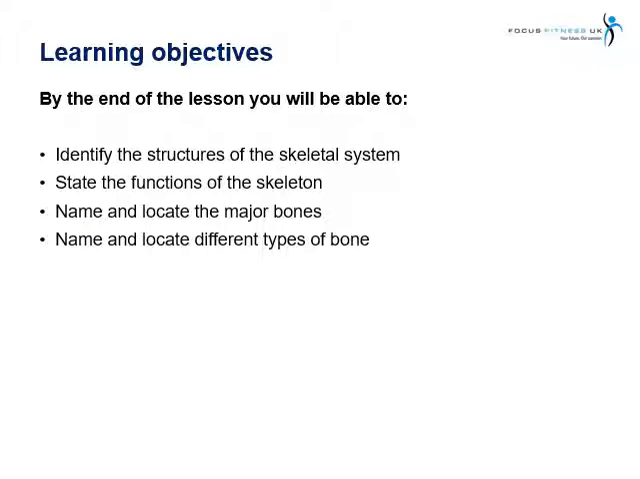So in this session we'll be looking at the structures of the skeletal system. We'll be talking about the functions of the skeleton, i.e. what it does and how it's evolved. And we'll be looking at the name and the location of the major types of bone. And then we'll move on to locating different types of bone in the body.